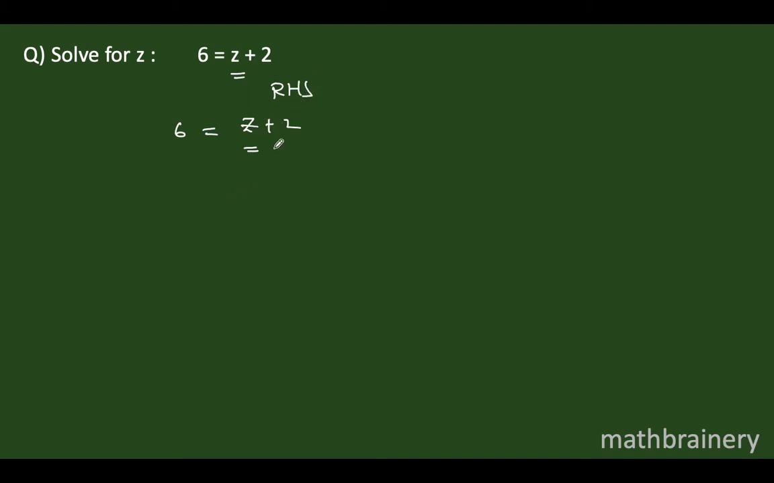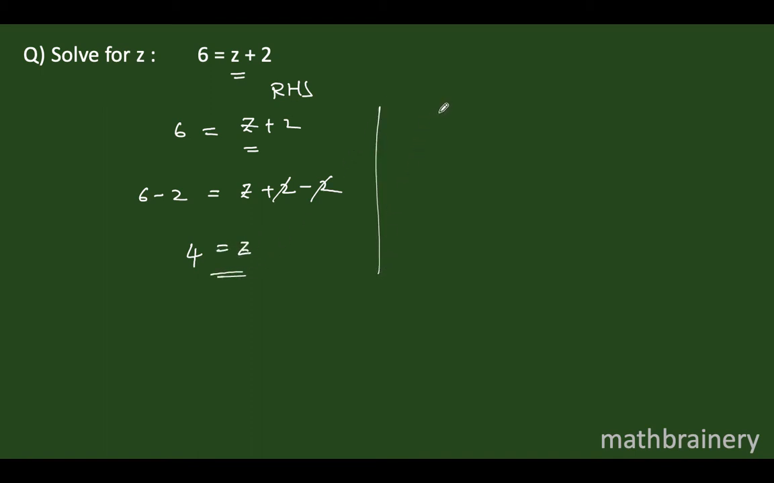So if I do not want any constant term here, I should be subtracting these 2, and when I am subtracting 2 from one side, we will be doing the same operation onto the other side. That means 6 minus 2 is equal to z plus 2 minus 2. 2 and minus 2 will be cancelled. 6 minus 2 is 4. 4 is the value of z.